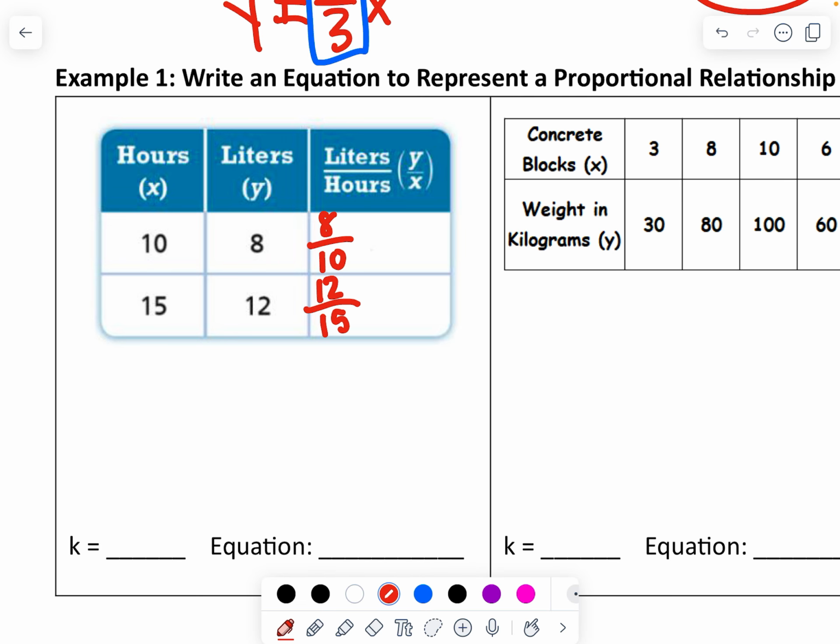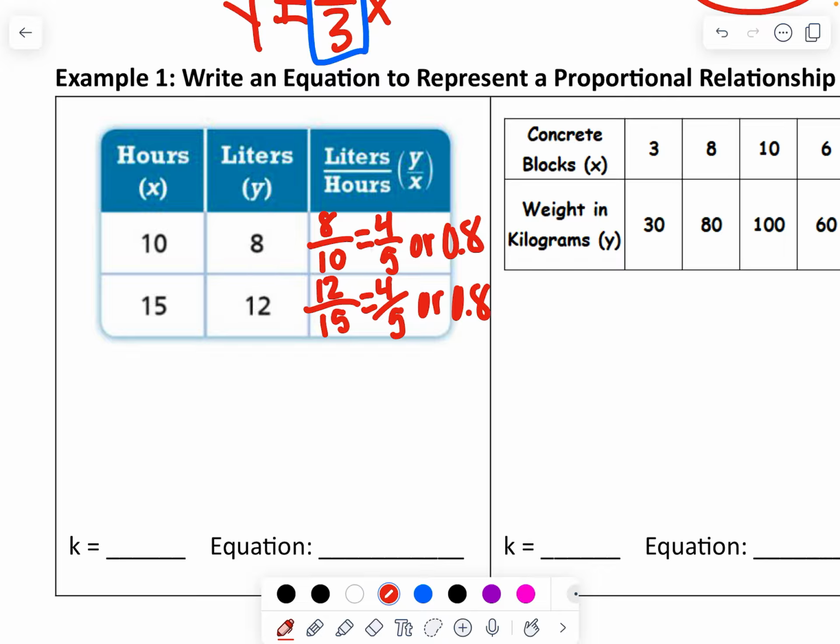You can either leave that as a fraction, or you can change it to a decimal. If we wanted to leave it as a fraction, we would divide them both by 2, and we'd get 4/5. If we wanted to change it to a decimal, we would divide those: 8 divided by 10, and we'd get 0.8. Either one of those would be correct. It does not matter which one you use. Then for 12 over 15, if we divided both of those by 3, we would still get 4/5, which would also be 0.8.